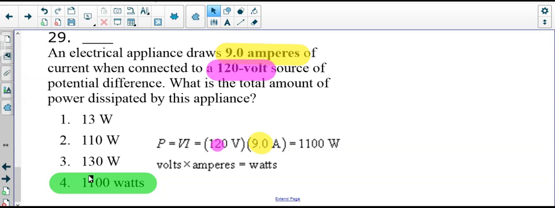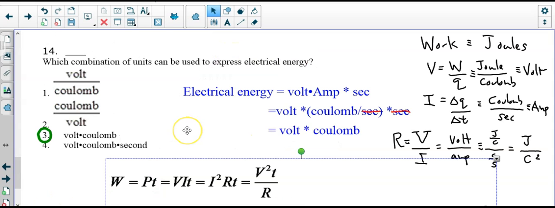Okay, let's take a look at one more problem. I saved problem number 14 for last because I really wanted to talk about the different kinds of units that can be found in electricity, and none of them are intuitive at all. The question asks, which combination of units can be used to express electrical energy? And of course, out of these choices here, you have volt coulomb, coulomb volt, volt times coulomb, volt coulomb second, and that gets very confusing.